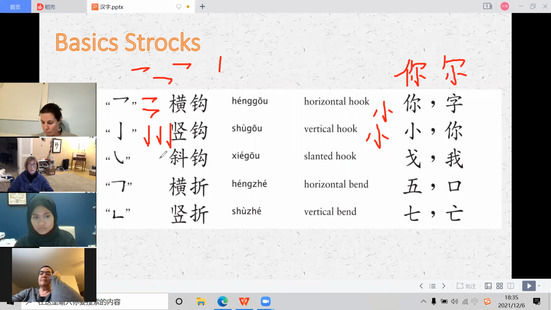And this one is 斜沟. 斜沟, slanted hook. 斜沟 is like this. For example, 歌, 斜沟.